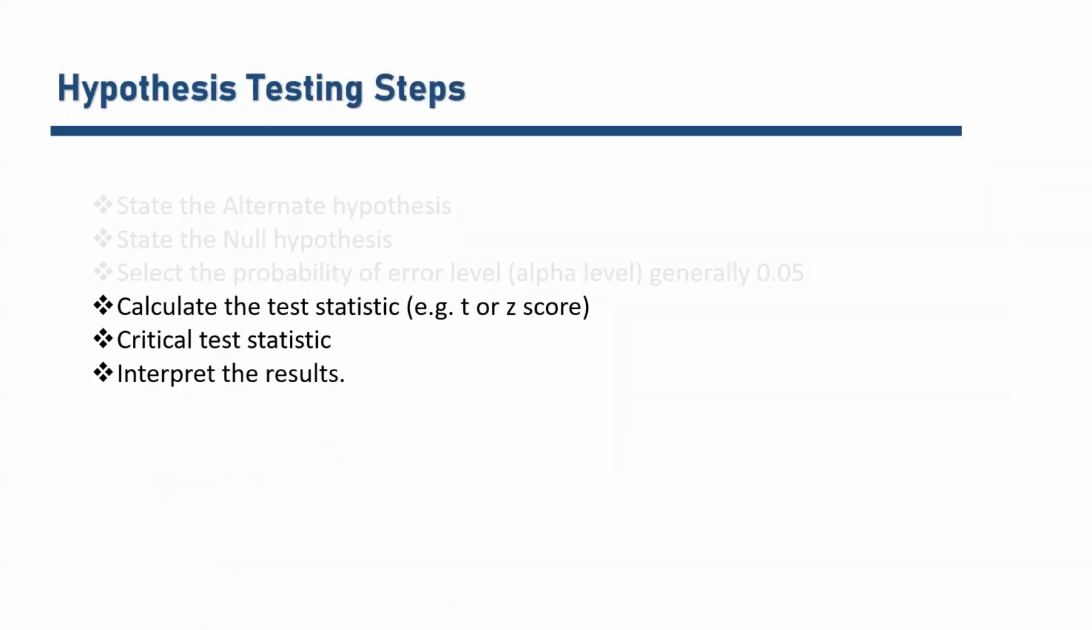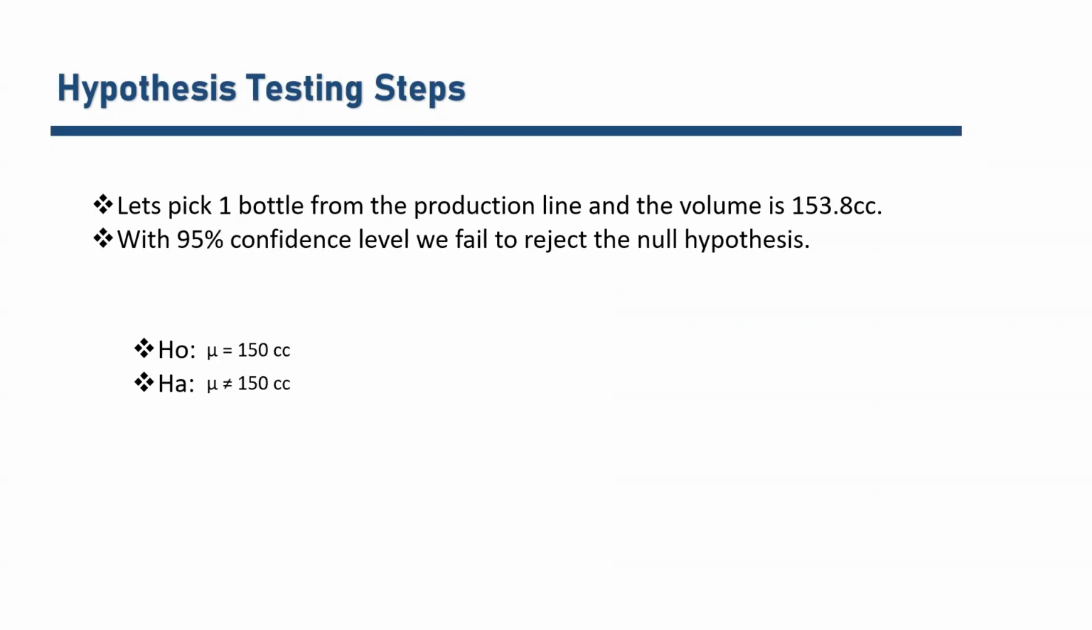Now coming to the hypothesis testing steps. So we all understand now that we have to first create a null hypothesis. Then we create an alternate hypothesis, and based on the probability of error, we either accept or reject the null hypothesis. To infer whether to accept or reject the null hypothesis, we calculate the test statistic. It can either be the t-score or the z-score, and we also understand what a critical test statistic is, and then we interpret the result. Let's understand this with an example.